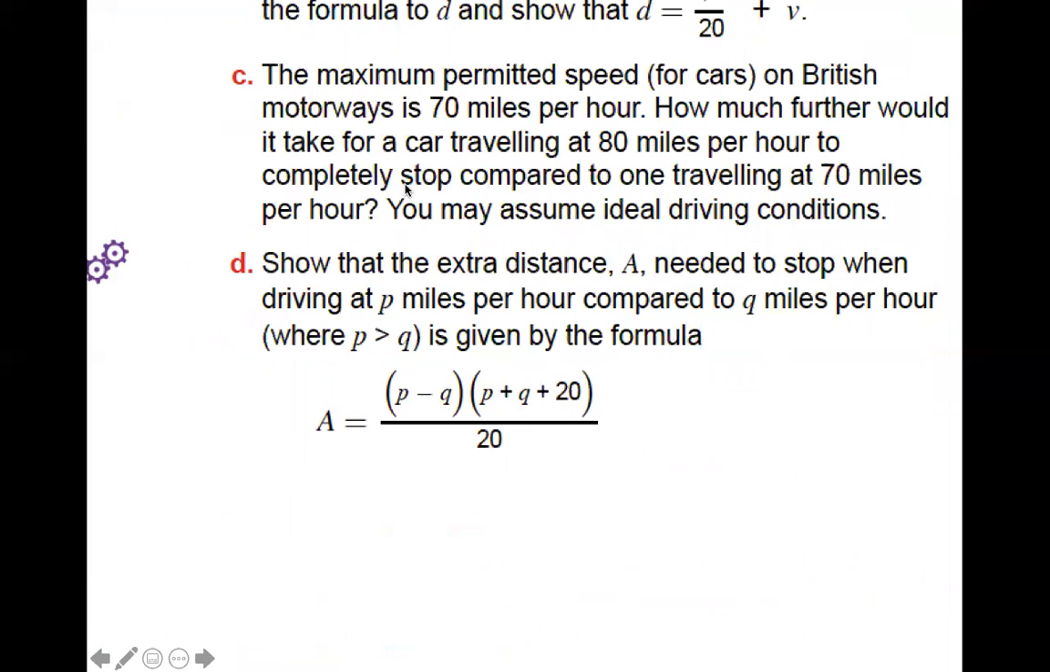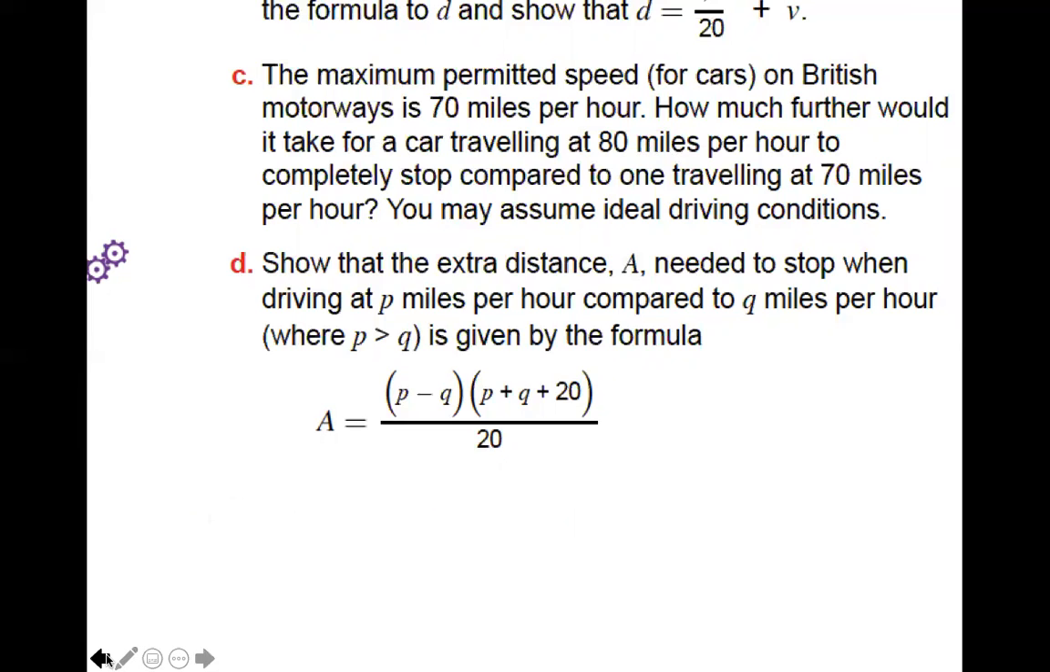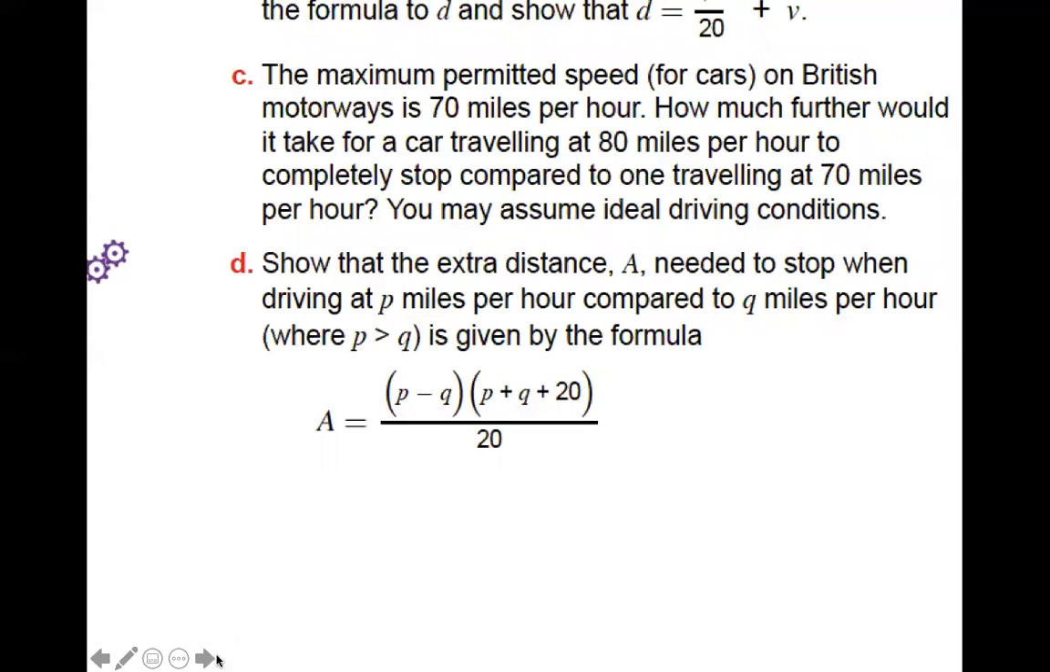Now, the maximum permitted speed on British motorways is 70 miles per hour. How much further would it take for a car traveling at 80 to completely stop? So you just replace the speed. You may assume ideal driving conditions. So C is just the distance at 80 miles per hour minus the distance when you're at 70 miles per hour. The distance we found was V squared divided by 20 plus V, using the answer from B.